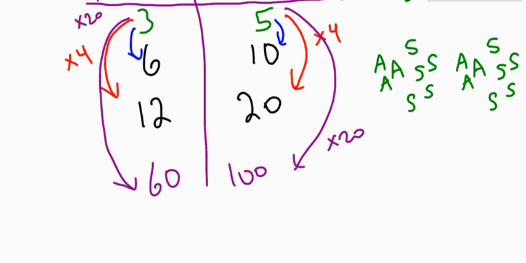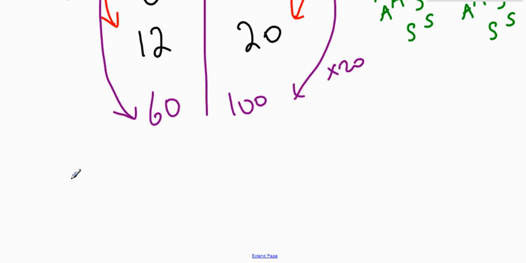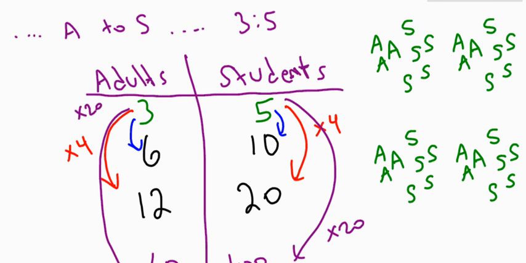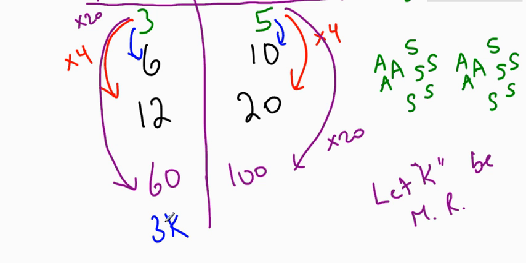Now, the problem is, of course, that in this actual question, we don't know what the multiplication factor is. So that leads us to think about identifying a variable that represents it, and that's what we're going to do. I'm going to let k be the multiplication factor. Don't worry, I'm going to write this out formally in a second. If k is the multiplication factor, then I have 3k adults and 5k students. Now I'm starting to see where a variable might come into play.